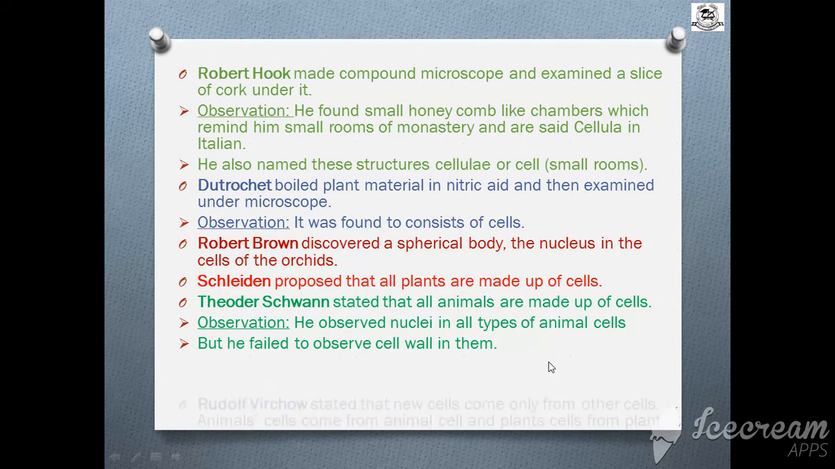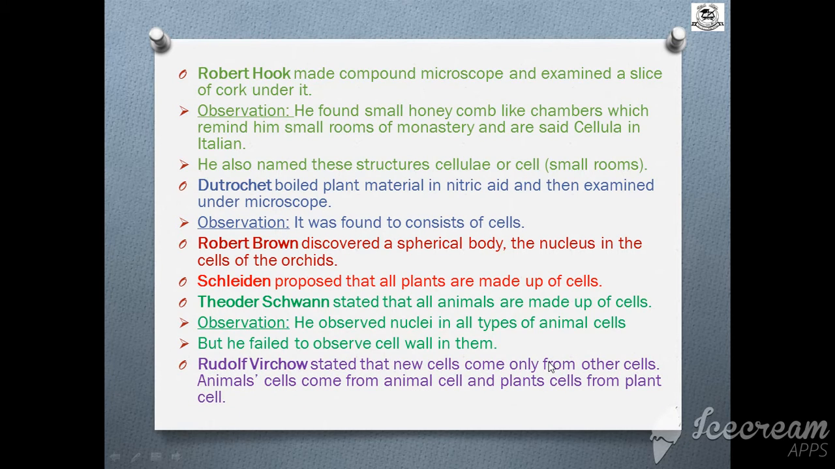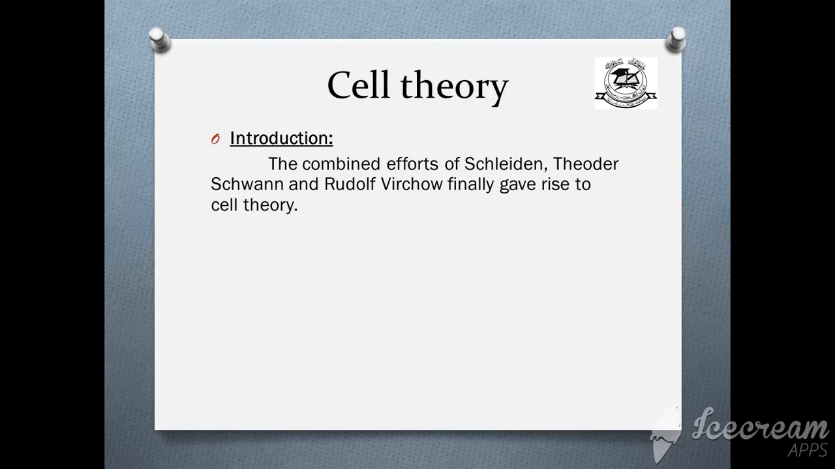All right. Then Rudolf Virchow in 1858 stated that new cells come only from other cells. Animal cells come from animal cells and plant cells from plant cells. All right. So look at the names of the last three biologists, Schleiden, Theodor Schwann and Rudolf Virchow. Their combined statements are known as cell theory.